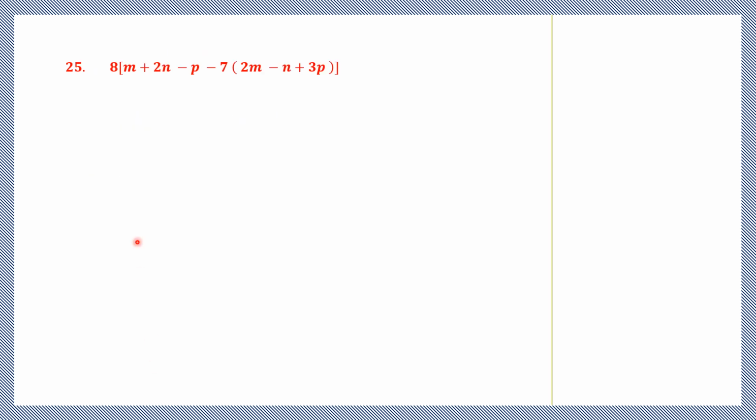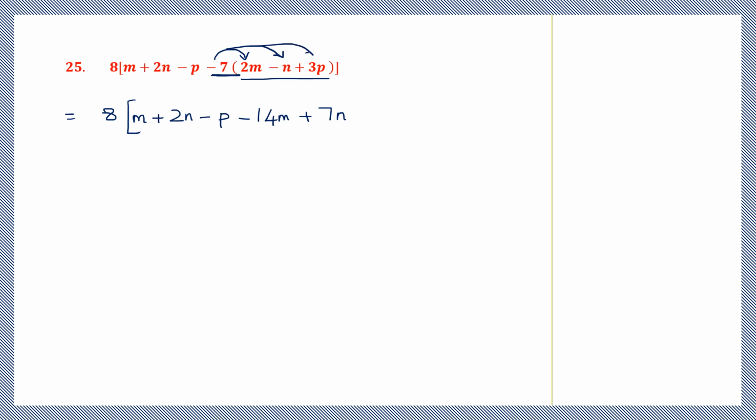Question 25. So here we have square brackets and we have common brackets. So remove the common brackets first. So let's begin. 8 into, and then we have m plus 2n minus p. Now again look out and see here there is no sign between the number and the brackets. That means it's understood it is multiplication. So multiply these two first. So minus 7 into 2. 7 2s are 14. So minus 14m. Then minus 7 into minus n. Minus into minus is plus. 7 into n is 7n.